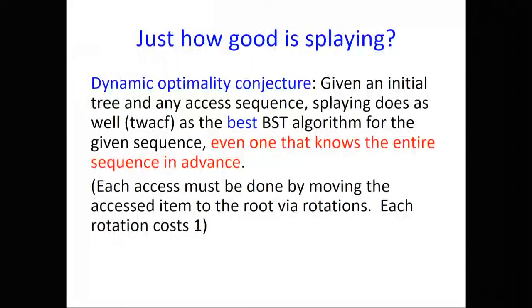Your cost per access is the depth of the access node. Anytime you want, you can do a rotation at a constant cost. Your cost on any access sequence with the best possible algorithm, knowing everything, does not beat the splay algorithm by more than a constant factor. This conjecture has been open for the last 30 years. Interesting progress has been made on it. I look forward to seeing somebody prove it or disprove it. This is my favorite open problem in data structures.